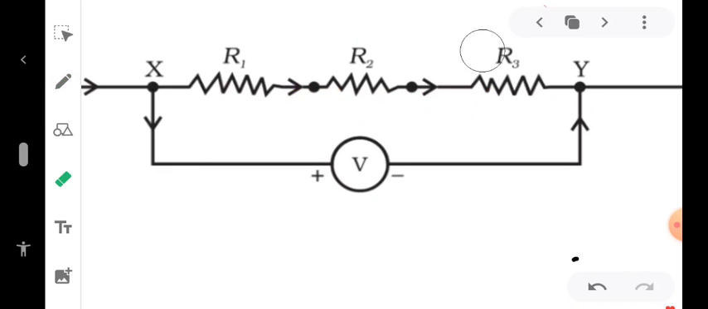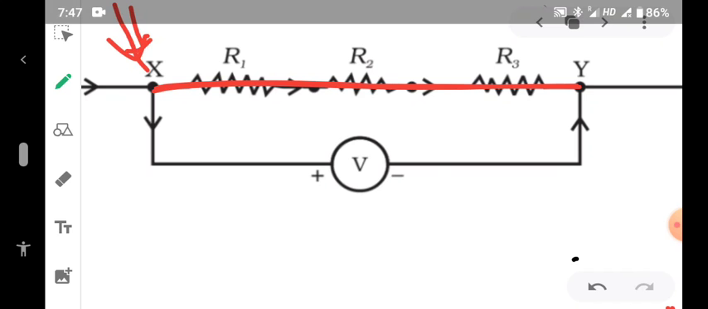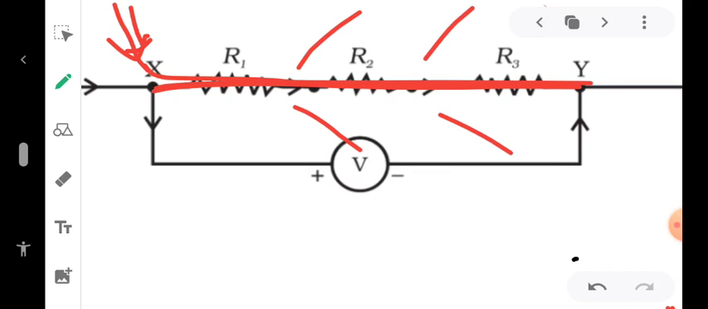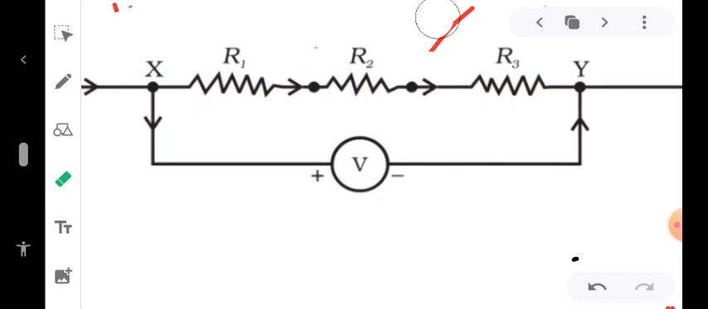Or we can remember series connection in a simple way. For example, consider this entire part as a very long pipe. Here the water is coming like this, and the water should go through this pipe in this manner. There is no other way to go. Only one way is there. All the water will go that way only.